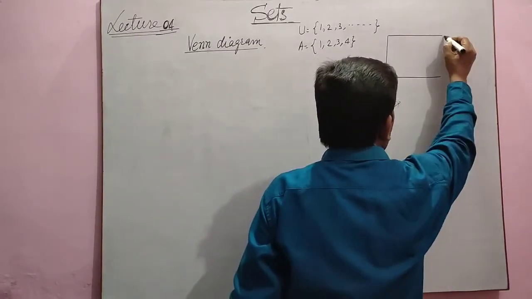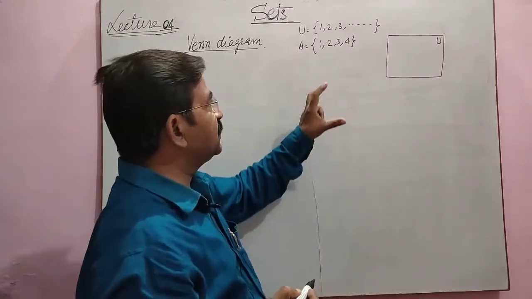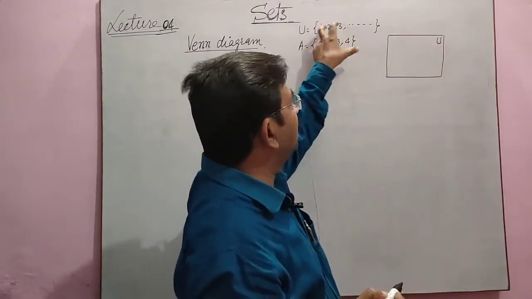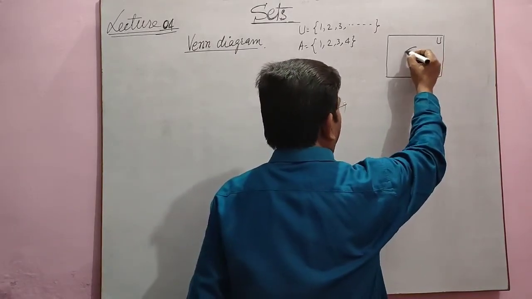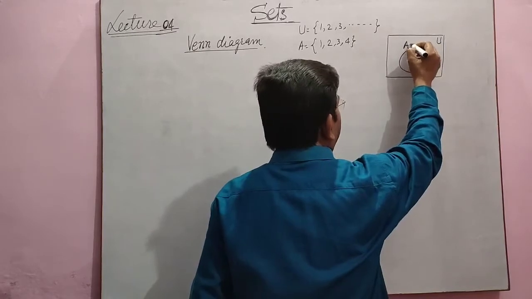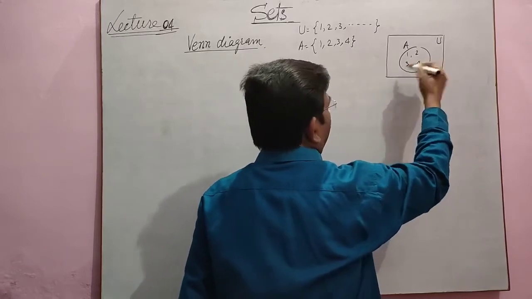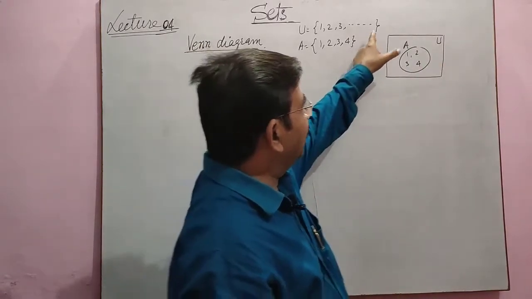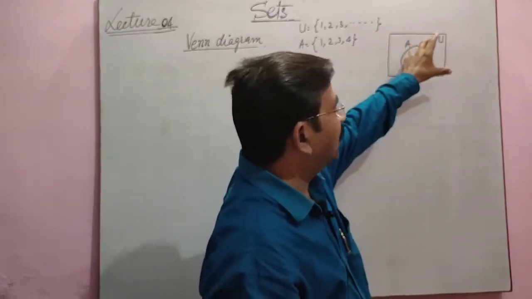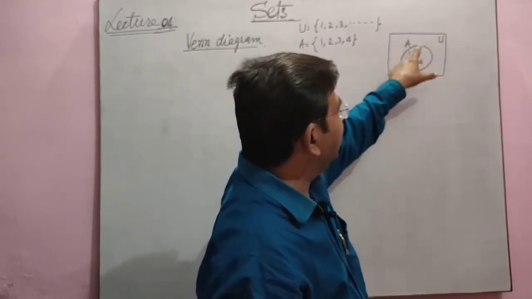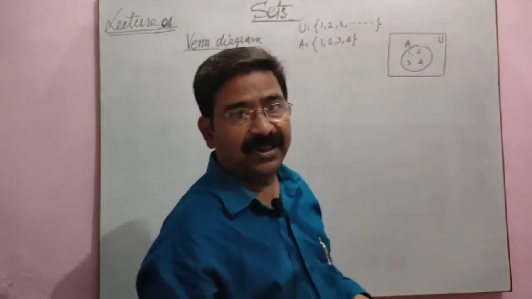This is universal set. Simply we make a rectangle and write U in the corner. In this rectangle all natural numbers are found. And there is a set A like this. It contains numbers 1, 2, 3, 4. So you can see in this rectangle all numbers from 1 to infinite are found, and this A contains 1, 2, 3, 4, means A is subset of this universal set.